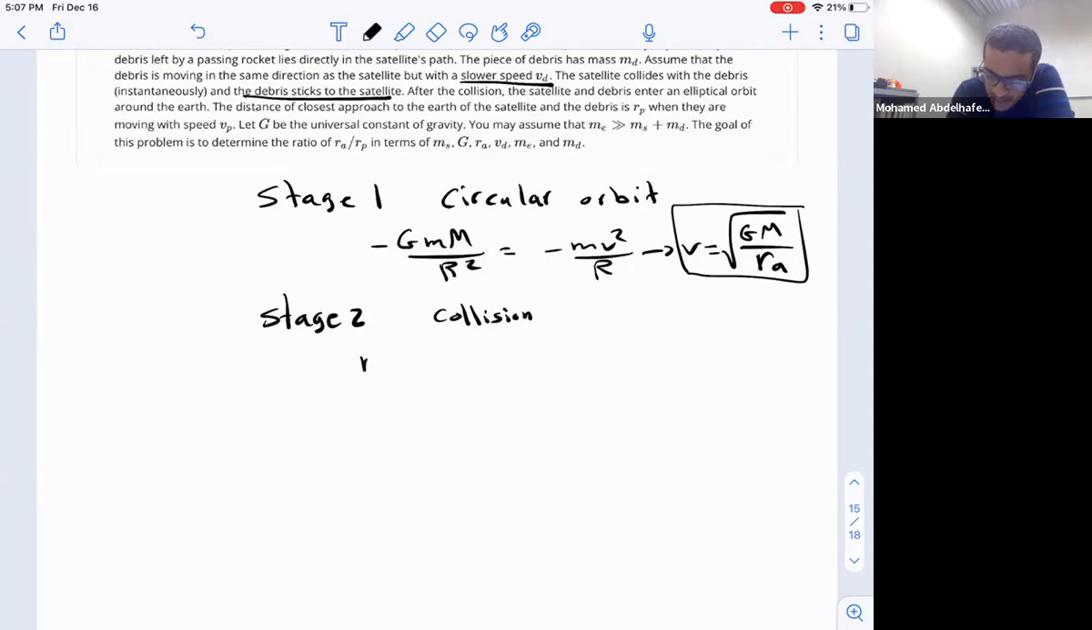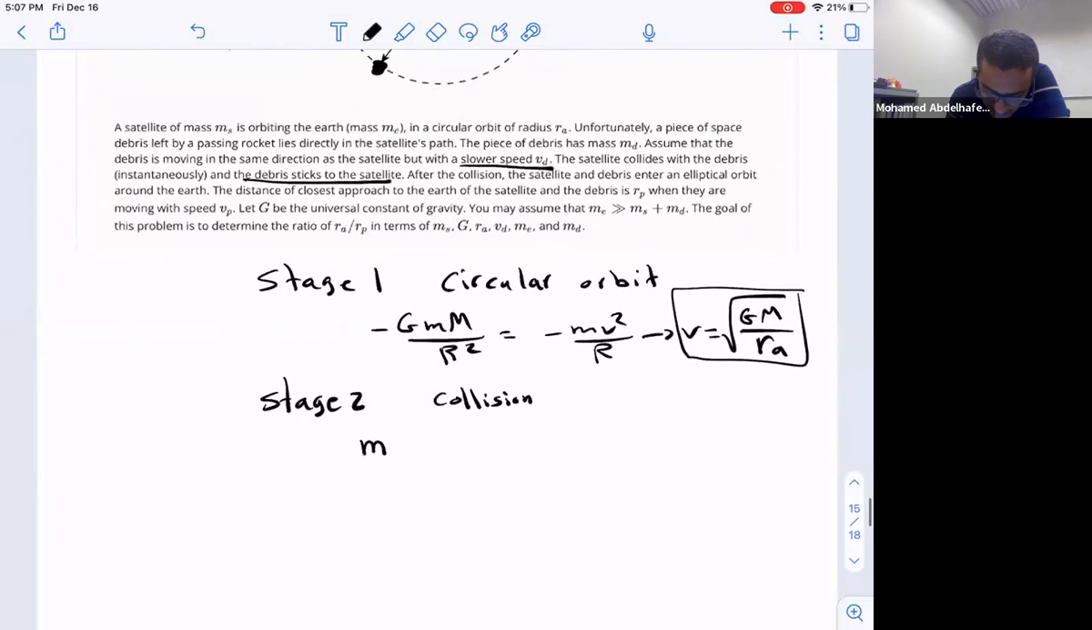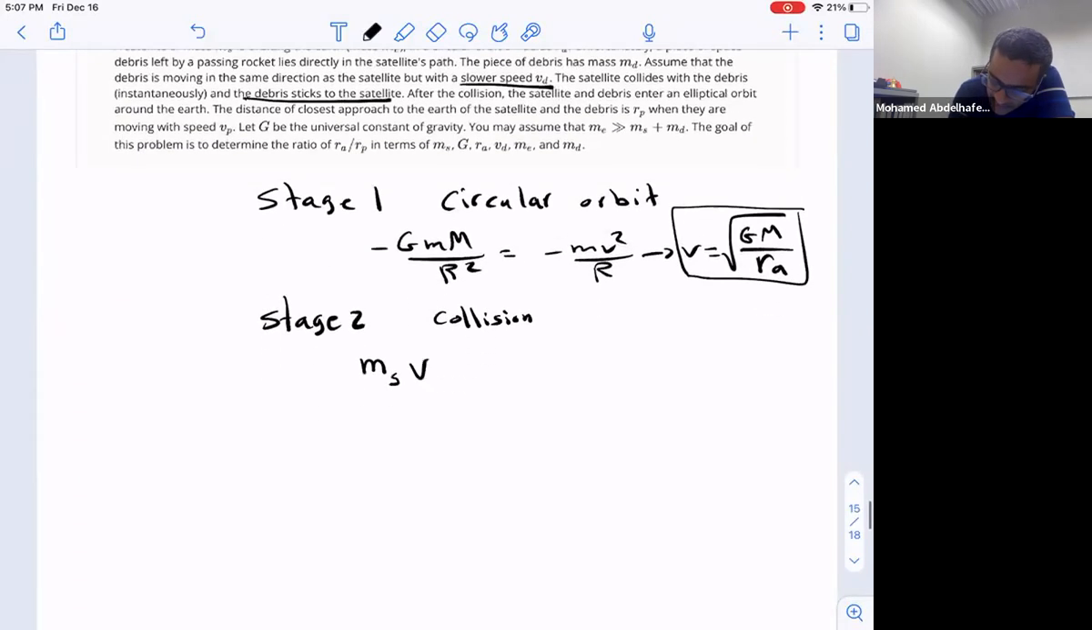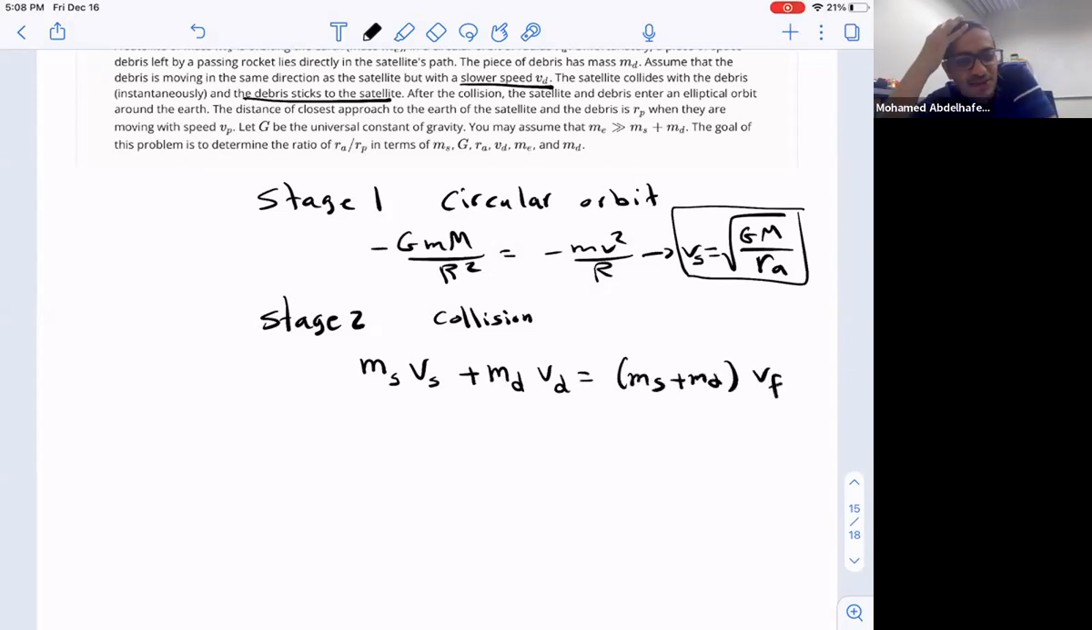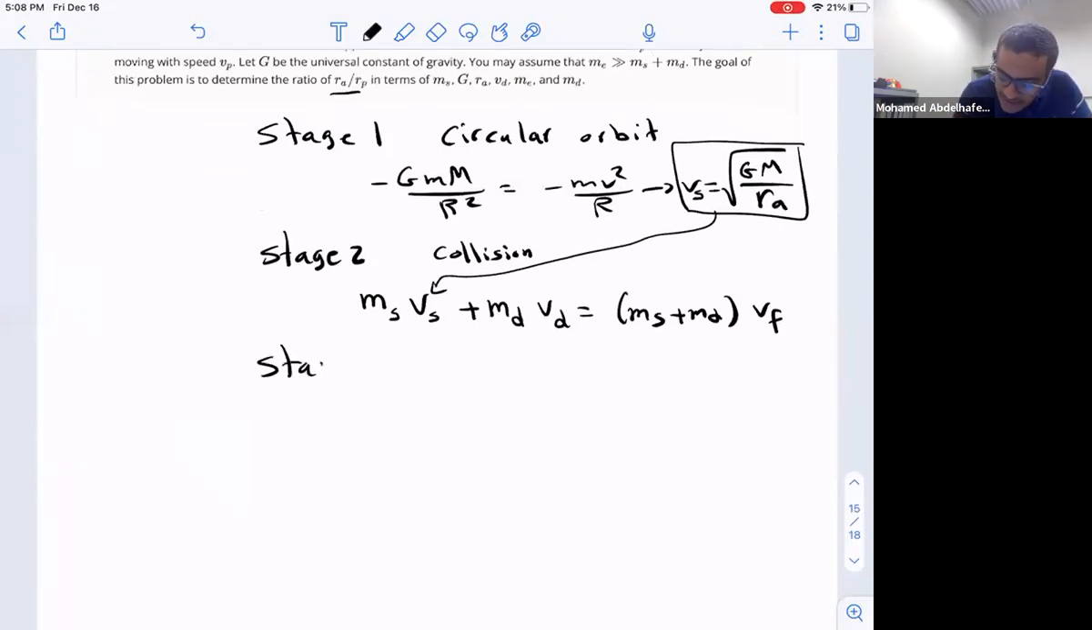So you have something like m satellite times the velocity of the satellite, plus m debris times the velocity of the debris, is equal to the total mass after the collision times the final velocity. We did that before. So using this, you can find the speed they move with after the collision. Then they say, after they collide and stick together, they move in an ellipse, and they ask you to find something like the ratio between the radii. Either way, whatever they ask, we'll treat it as an ellipse.